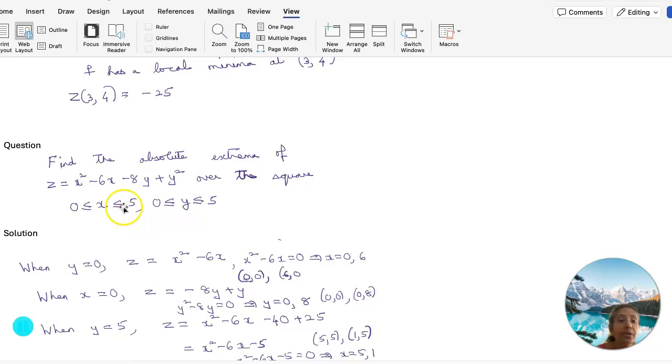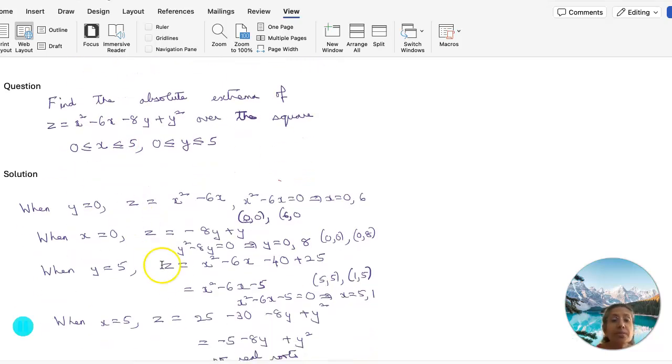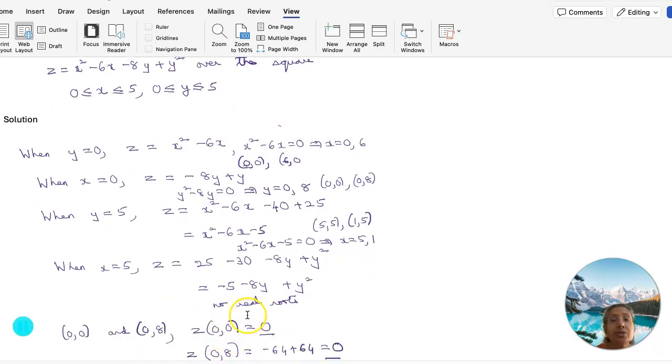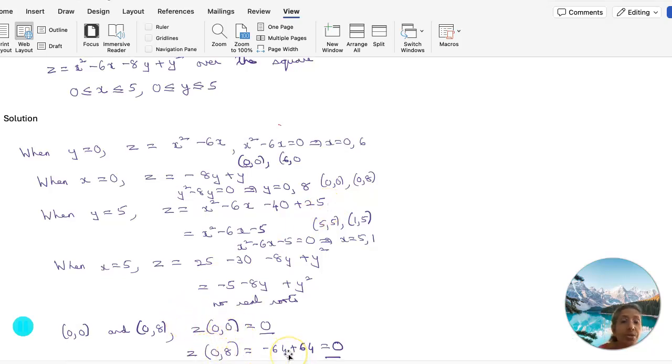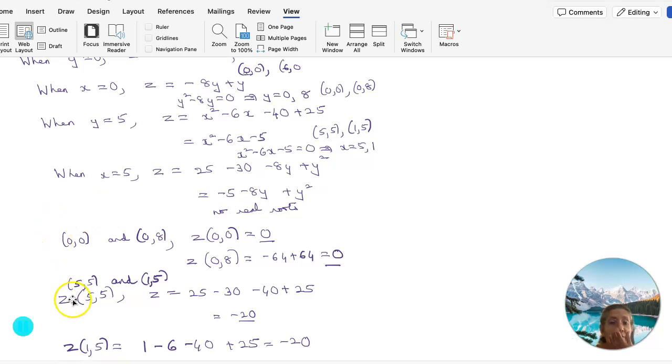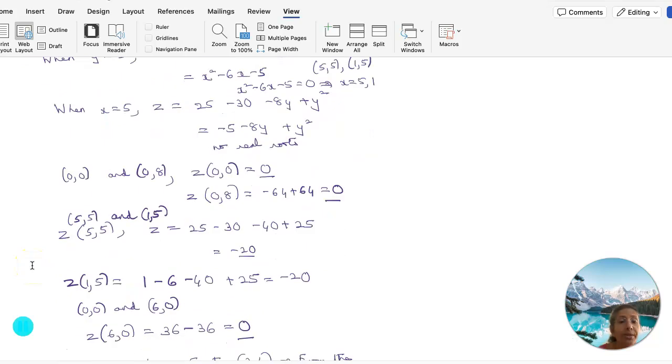When y is 5, put y equal to 5 here, so z becomes x squared minus 6x minus 5. Factorizing, you get x equal to 5 and 1, so the points would be (5, 5) and (1, 5). When x is 5, you will get z as minus 5 minus 8y plus y squared. This has no real roots. So we will consider the points (0, 0), (6, 0) and (0, 8). So z at (0, 0) is 0, z at (0, 8) is also 0. At (5, 5) and (1, 5), calculate z. Z at (5, 5) is minus 20, z at (1, 5) is also minus 20.